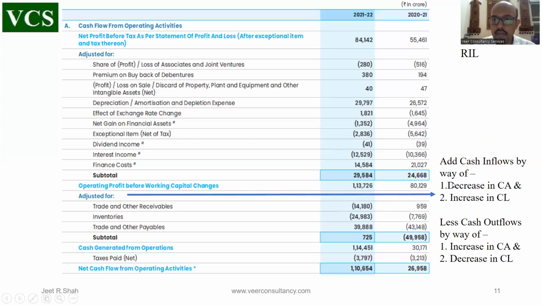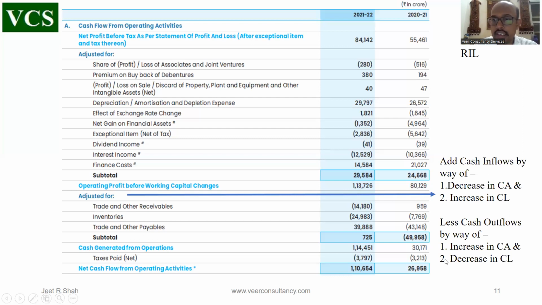So what you essentially do is add the cash inflows by way of decrease in current assets. Why? Because suppose stocks or debtors go down, when debtors go down you receive cash, so it is a cash inflow. So you will add back the cash inflows and you will deduct the cash outflows. So what is a cash inflow? Either a decrease in current assets or an increase in current liabilities. When creditors go up, what does it mean? I have saved a huge amount of cash outflow, because they are the sources who are funding my working capital. So that is added back. And what is deducted is the cash outflow.